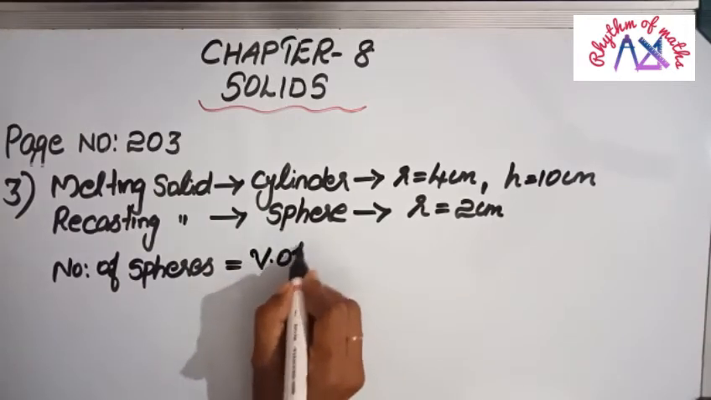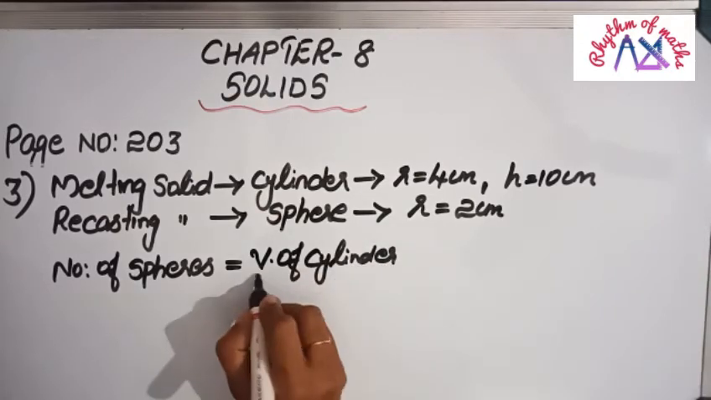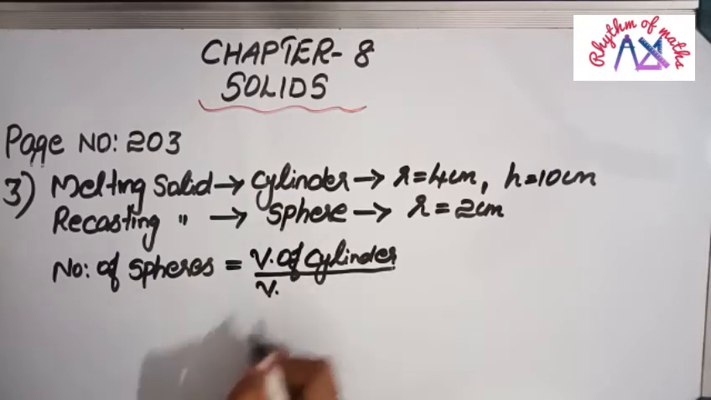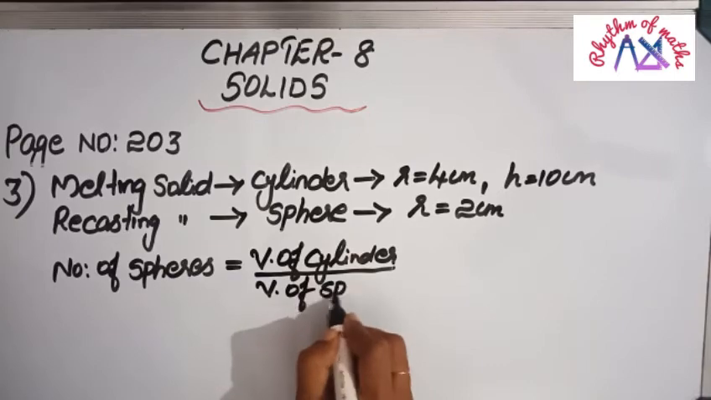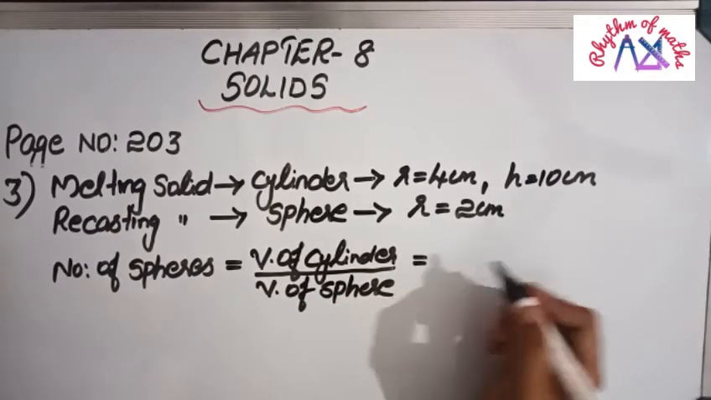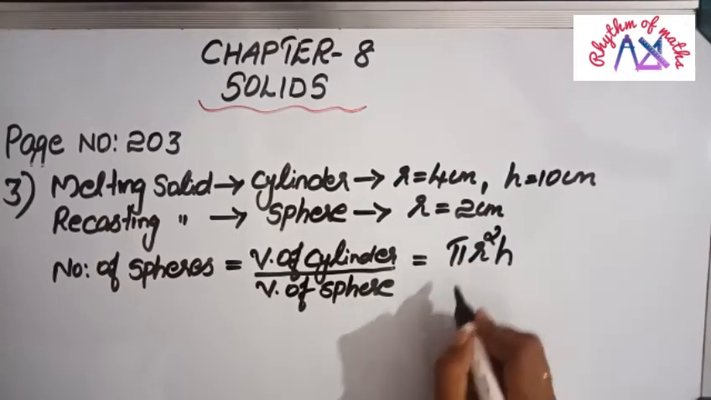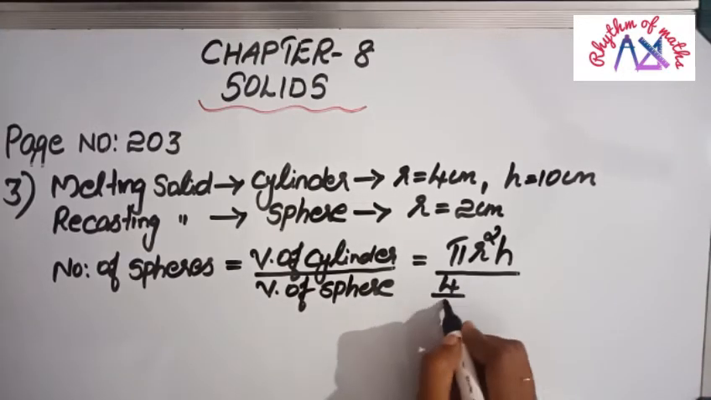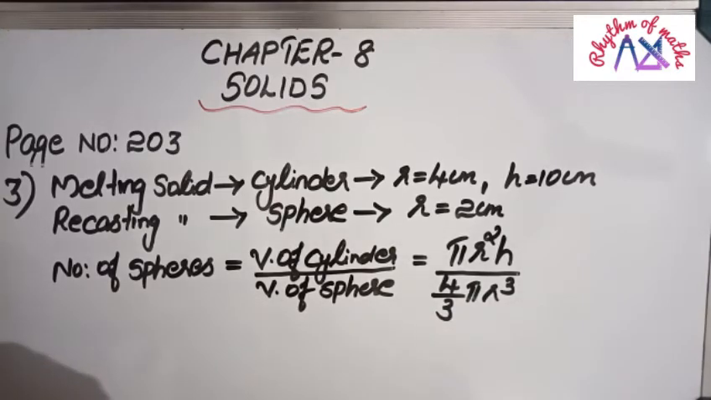So here the melting solid is a cylinder. Therefore, volume of cylinder, because the cylinder is going to melt, divided by the volume of the product we are going to recast, sphere. So volume of sphere. Okay, this is the equation. Now what is the equation? Volume of cylinder is pi r square h, divided by volume of sphere, which is 4 by 3 pi r cube.